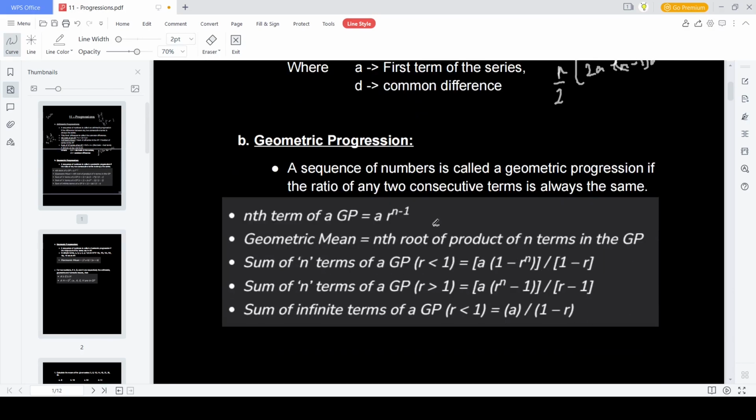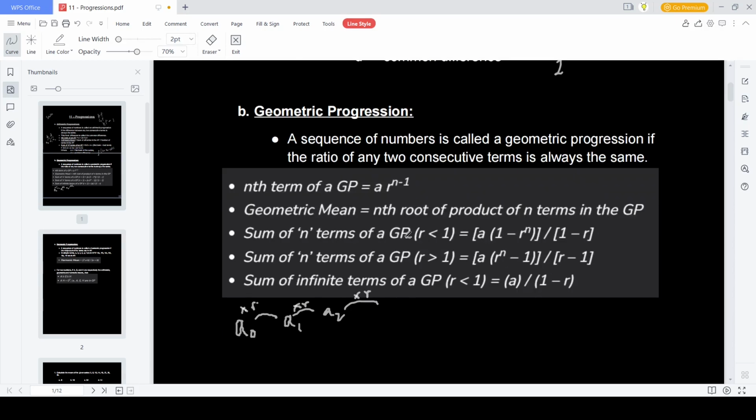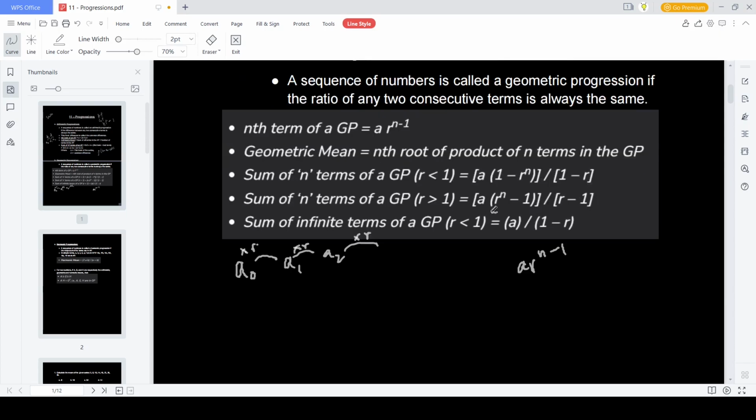Similarly for geometric progression, what defines it is a0, a1, a2, each multiplying by r, where r is the common ratio. So basically the common multiple that you have to multiply by every time you go to the next term. The nth term is given by a r power n minus 1, and the sum of n terms is given by the formula a into (r power n minus 1) by (r minus 1). Based on whether r is greater than 1 or less than 1, nothing much will change. You just substitute it here and you'll get the opposite sign only. So that's not a problem.